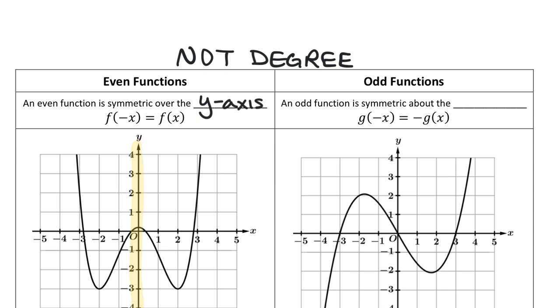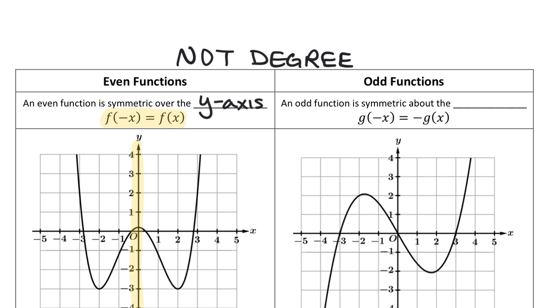Not all even degree functions are even functions. So get those two concepts separated in your brain. An even function is not the same as an even degree. The formula we're going to use to determine by hand if a function is even is this. It says if f of negative x is equal to f of x, it is even. Meaning if you plug in a negative x and do all the algebra to reduce that function down, you should have the same function you started with.